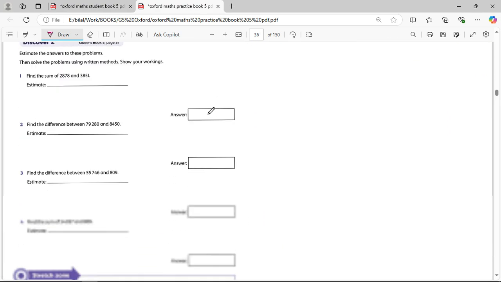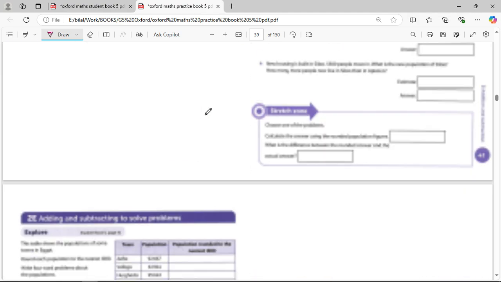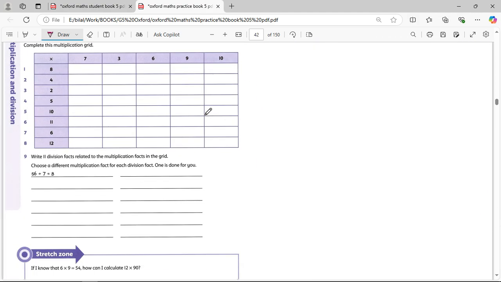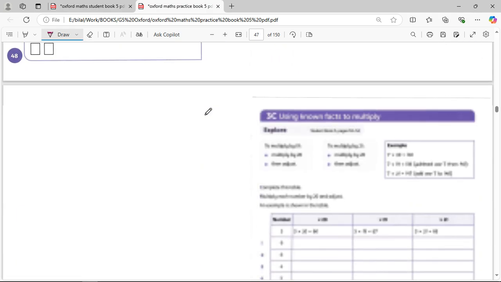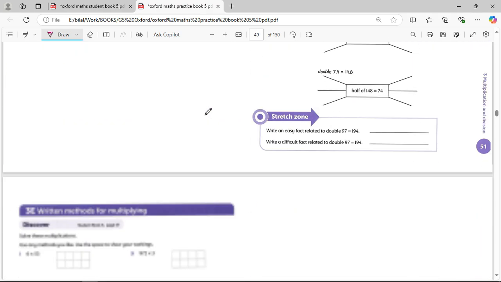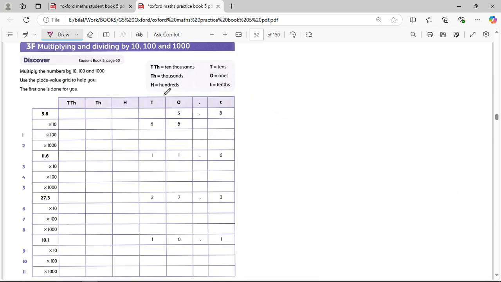Let's go back. I am still in written methods. Where's my biggest number? Where are you? Oh, we are in factors now. We're almost there. The doubles and the halves, we don't have it here. Exactly, precisely, it's this one.